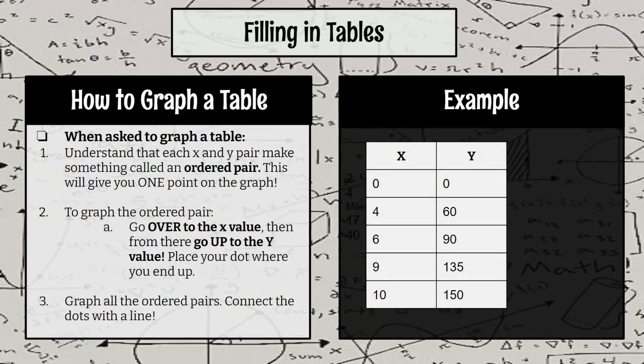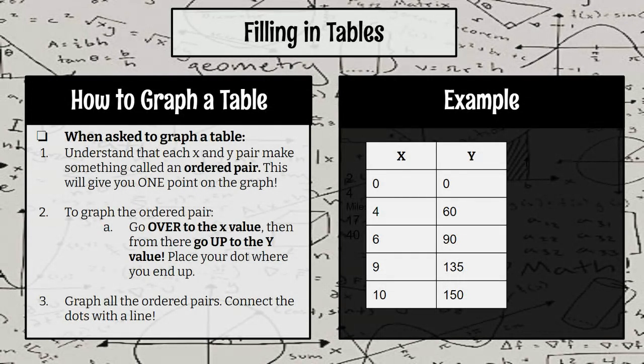So what I do when I'm graphing based off of a table is I use the X value to go over, and then I use the Y value to go up. Something that my teacher told me in middle school, and it's kind of gross, but it made me remember it and I've never forgotten it, is you go over to the trash can and then you throw up. So you always want to go over first, go to the X value first, and then go up second to the Y value. And then you place your dot where you end up.